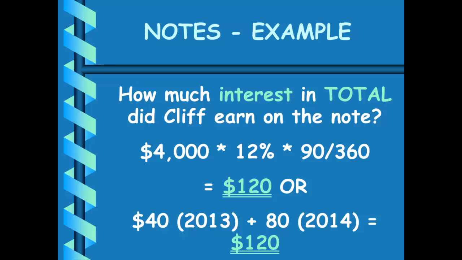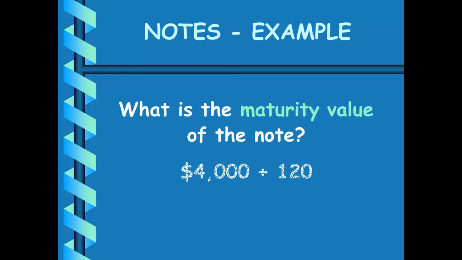So the last number we need to know is what is the maturity value of this note. And the maturity value is how much must be paid when the note matures. Well, it's a principal of $4,000 plus interest of $120. Says they are going to pay me $4,120 when this note matures.